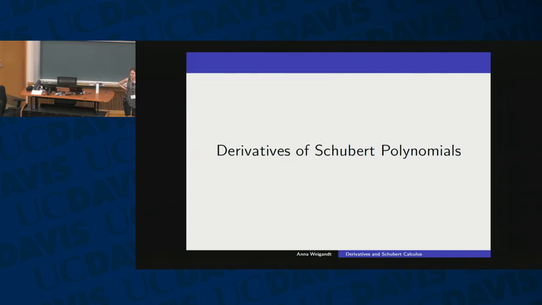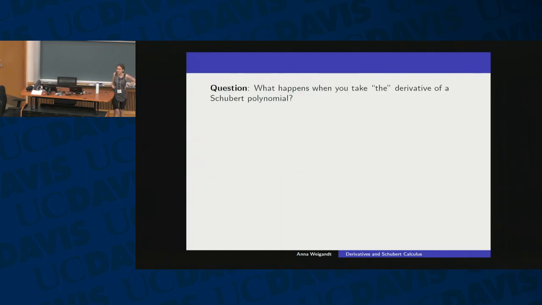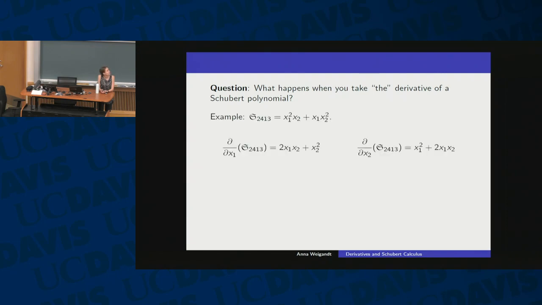Now let's take some derivatives. So I'm really glad that Zach got to introduce me because this question was really Zach's question. We were in my office one day at Michigan, and Zach said, well, what happens when you take the derivative of a Schubert polynomial? And of course, these are multivariate polynomials, so there's many derivatives one could take. So we just started taking partial derivatives. So let's just look at an example.